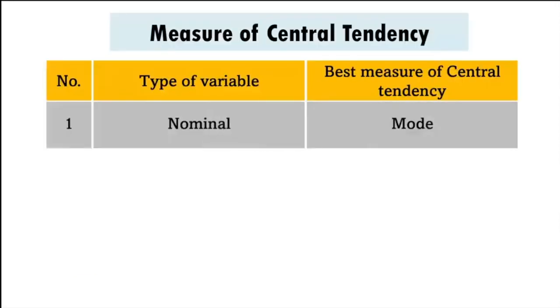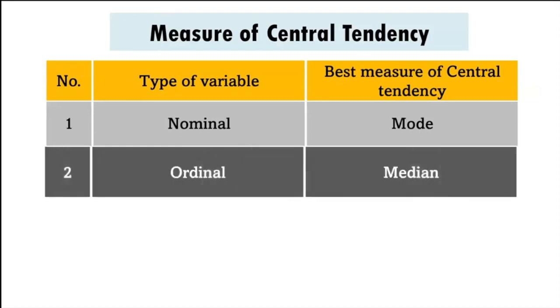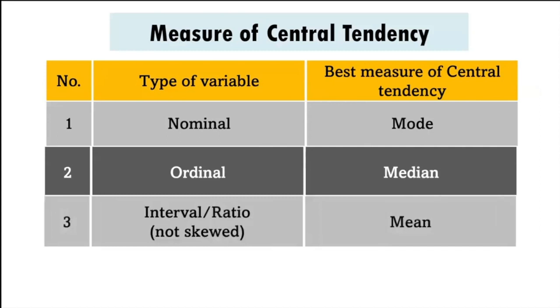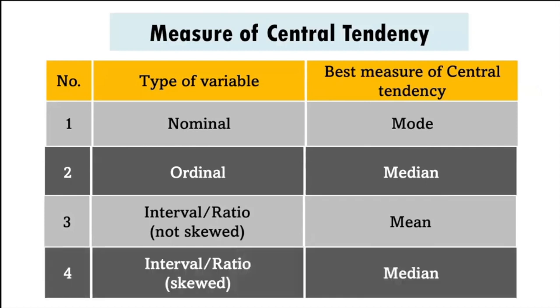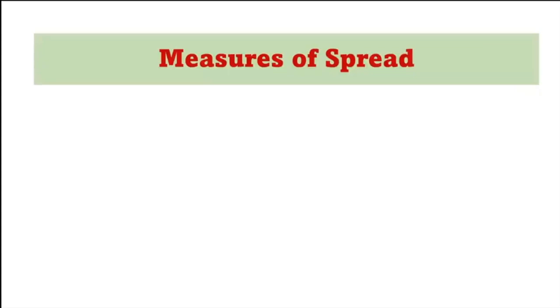So just to summarize, if the variable is nominal, you describe it in the form of a mode. If it is ordinal, we describe it in the form of a median, and interval in the form of a mean. And for skewed data, the preferred measure of central tendency will be the median.